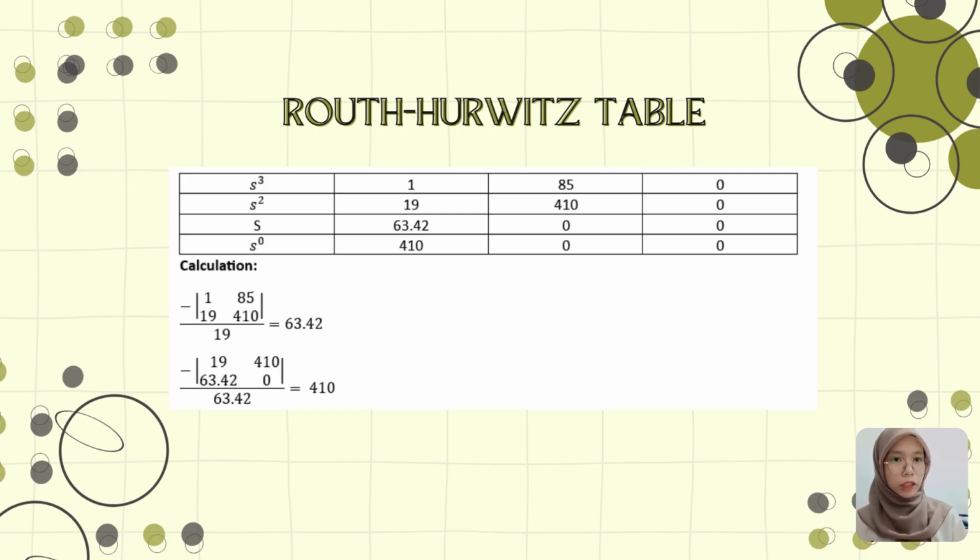According to the Routh-Hurwitz criterion, the system is stable if all elements in the first column of the Routh table are positive. So as you can see, in the first column from s^3 to s^0, all of them are positive. So it means the system is stable.